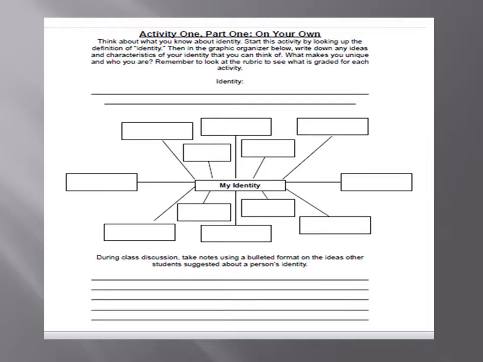I will then give the students 2 different activities to complete. Using this graphic organizer, each person is asked to contribute his or her attributes that make up his or her personal identity. As a class, we'll discuss these attributes that make us individuals. Students are encouraged to write in additional comments from their peers.